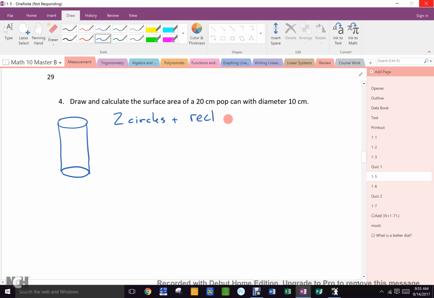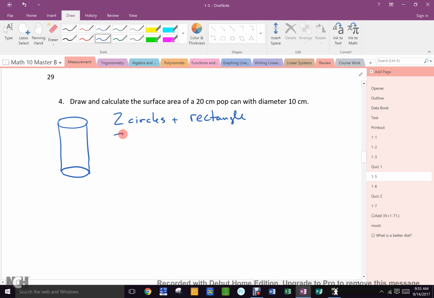So, 2 pi r squared plus a rectangle. What is a rectangle? It's length times width, right? So, where on this pop can, because a pop can stands straight up like this, right? What would you say is the height of the pop can if I was putting it on the rectangle? Is it the length or the width? The length. Okay. So the length of this is the height of the pop can. Everyone agree?